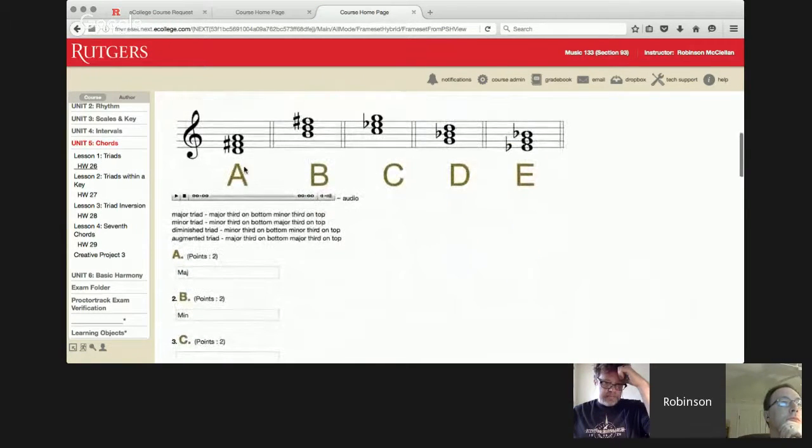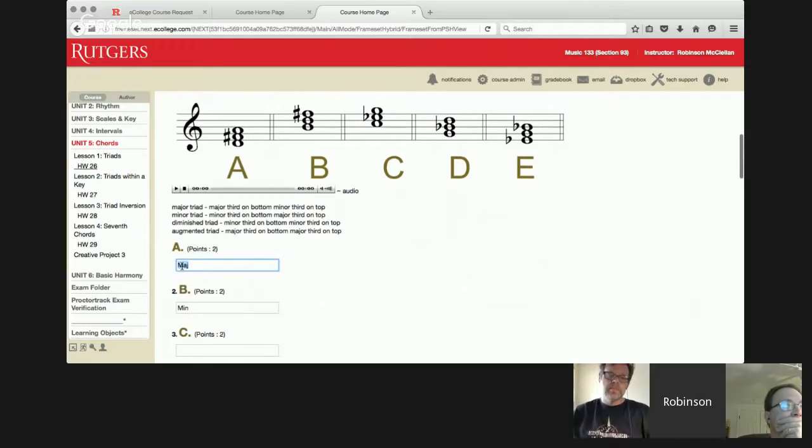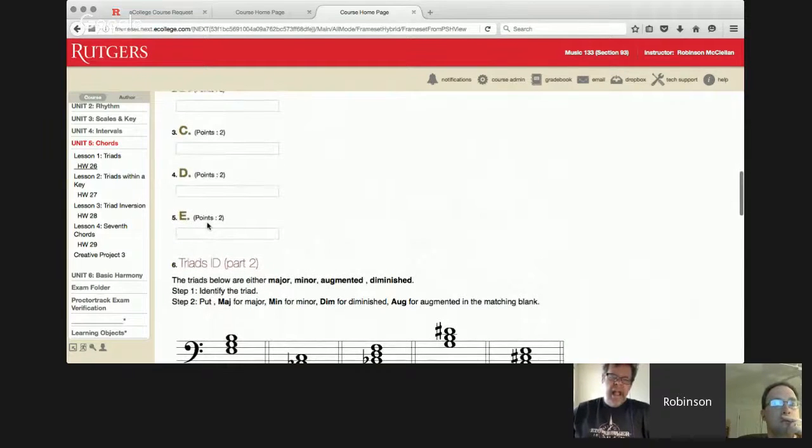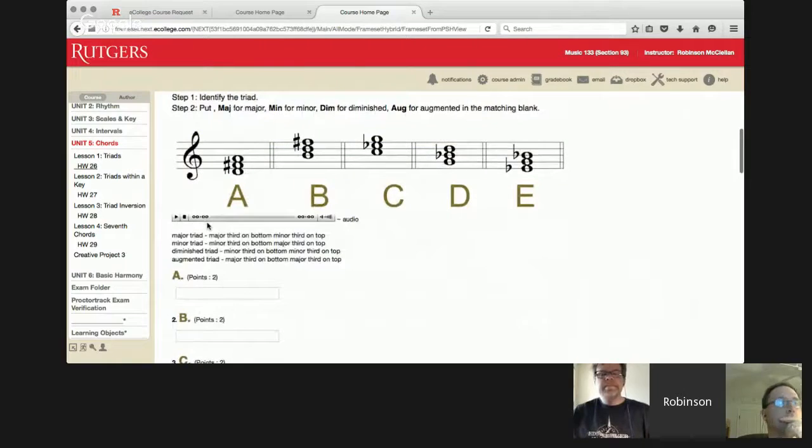One quick note, these large letters here are not the names of the triads. I don't know if people are confused about that, but if you are, just be aware that those are just referring you to the answer boxes that you should fill in.